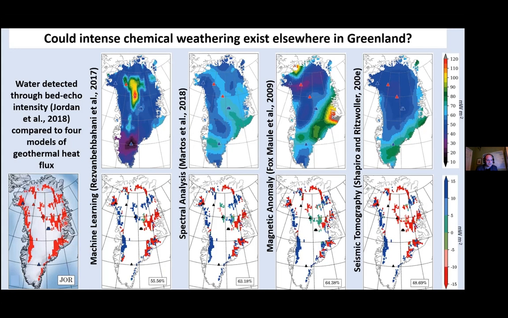And this was work by my colleague Saruj Rezvembabahani, where he took a couple of novel studies to detect water at the glacial bed, the first here by Jordan and others, where they were looking at radio bed echo intensity as a signal of subglacial water. And they found these bed echo reflections in all sorts of places all around Greenland.